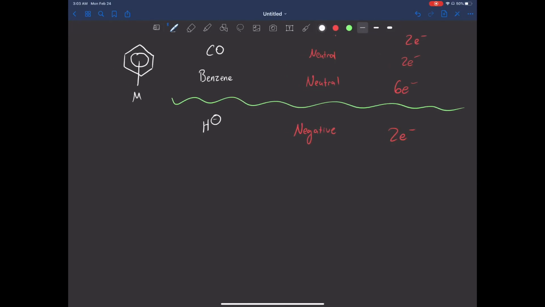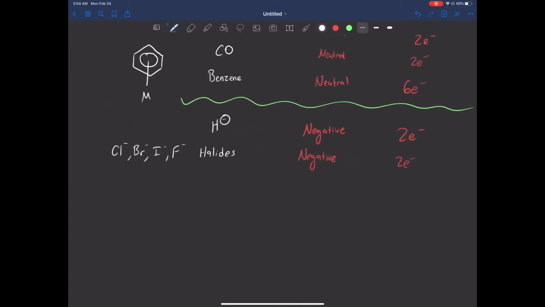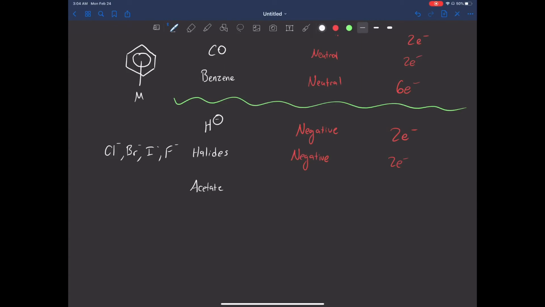All right. You can also have our halides, those halogens, right? So I'll write them here. I can have Cl minus, Br minus, I minus, and F minus. Again, negative. And 2 electrons. Now you can also have an acetate. So acetate looks like this. Just some R group, our double bond oxygen carbonyl and our O minus.